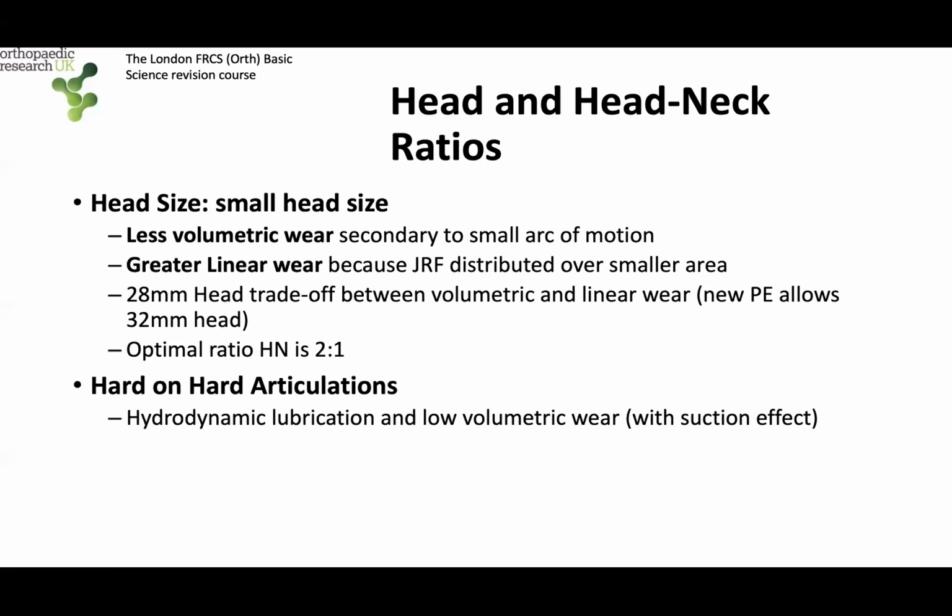So if you have a small head size, you'll get less volumetric wear, okay? Because of a smaller arc of motion, but you'll get greater linear wear because the joint reaction force is distributed over a much smaller area. So again, everything we do in the total hip replacement is about balancing risk. So the 28 to 32 millimeter head is thought to be the appropriate balance of volumetric and linear wear. If you have hard on hard articulations, you tend to get hydrodynamic lubrication and low volumetric wear.